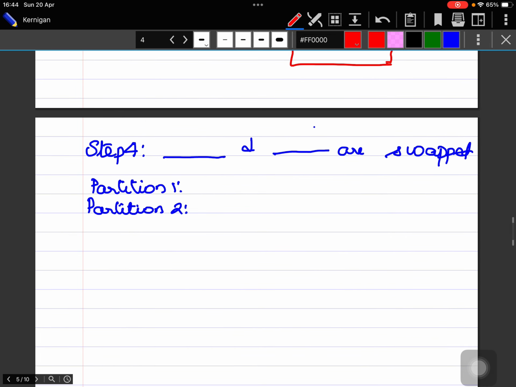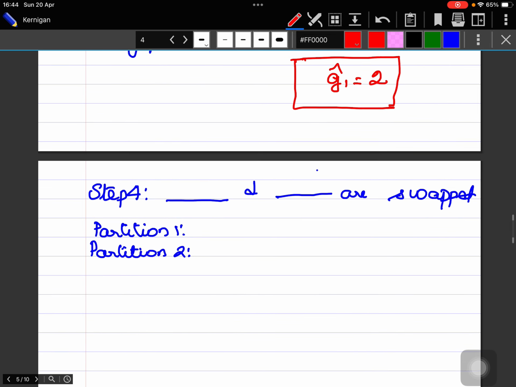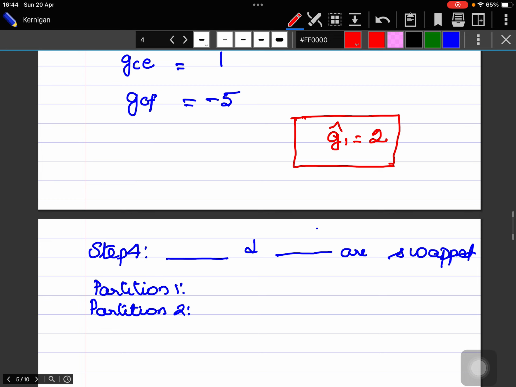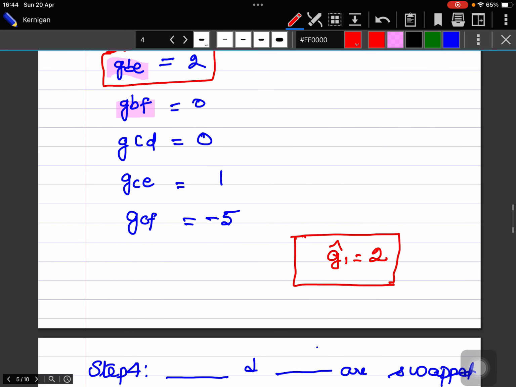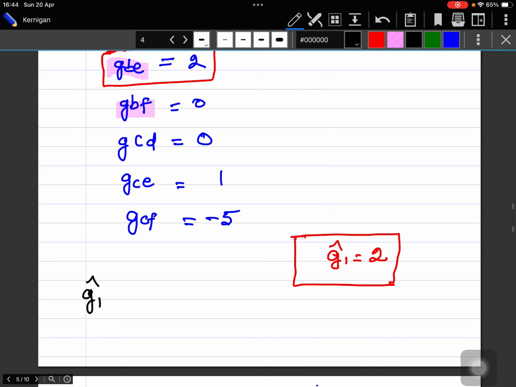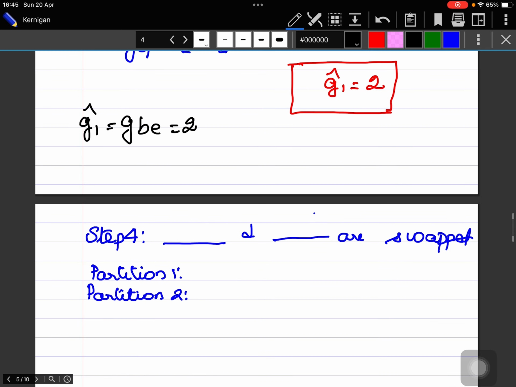Okay, so now what will my partition be? G1 star is equal to 2, and this G1 star is responsible for what? B and E. Am I right? G1 star is equal to GBE, which is equal to 2. So what can I do now? I can swap B and E. I think it's clear. I can swap B and E.